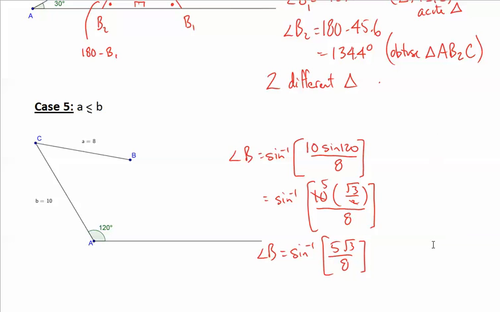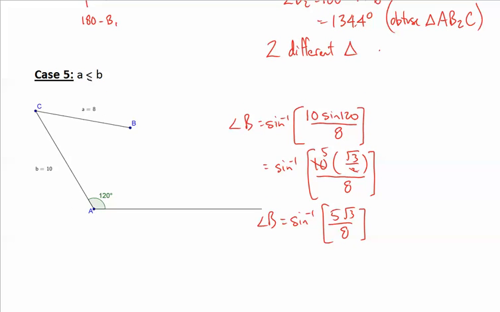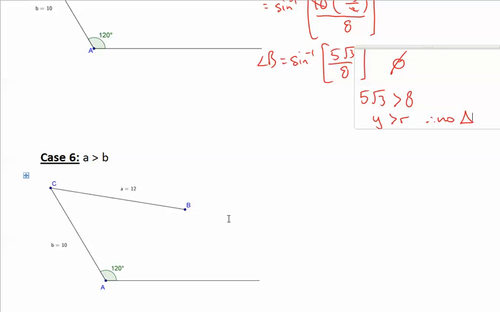So there actually is no triangle here yet again. 5 root 3 is actually greater than 8. So the y is again greater than r. Therefore, there's no triangle again. One more case. This time a is greater than b.